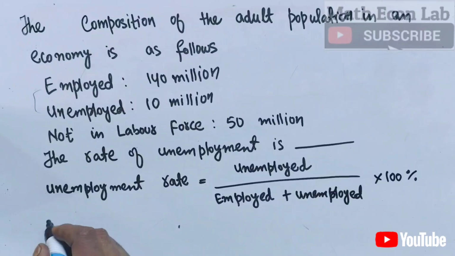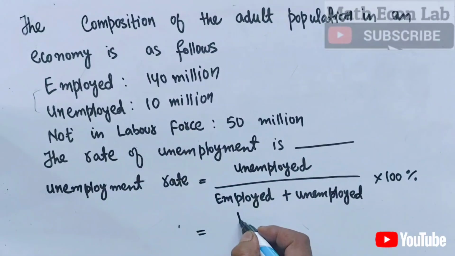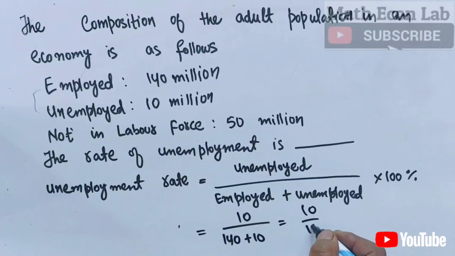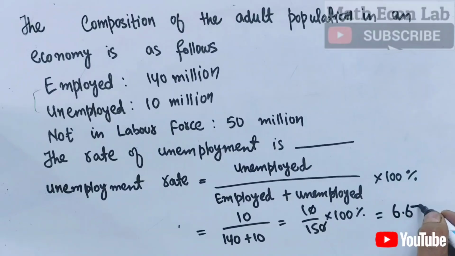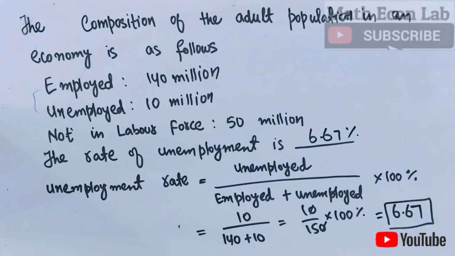Okay, so unemployment rate in this case is, unemployed is 10 million, divided by employed plus unemployed, 140 plus 10, which becomes 10 divided by 150. So this will multiply by 100%. So this will come out to be 6.67, I guess. So this should be the correct answer. That is 6.67% will be the unemployment rate.